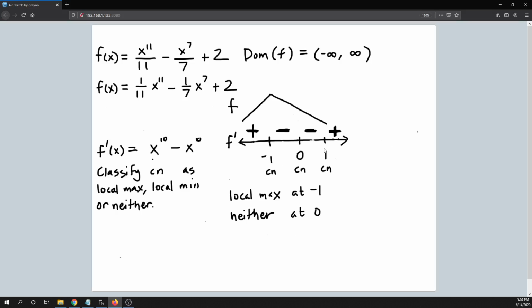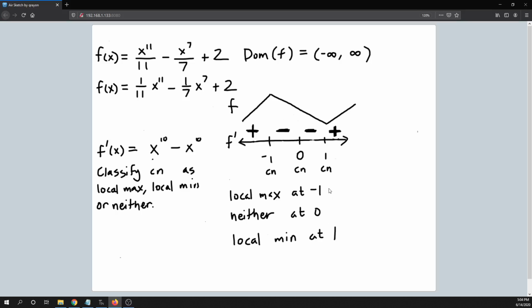All right, and then finally at 1, we can see that it was decreasing immediately to the left of 1. Then it's going to be increasing, because the derivative was positive here. That means that the original graph had to be going up. And so that corresponds to a local min at 1. All right, so we've classified all the critical numbers as local max, local min, or neither.